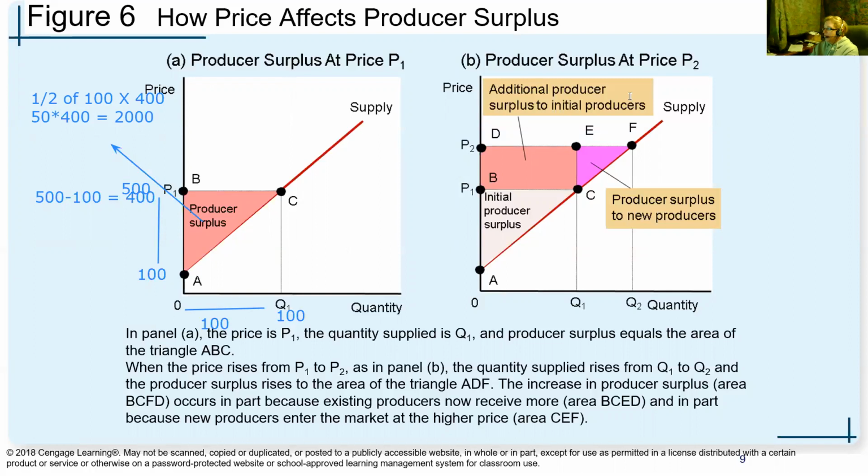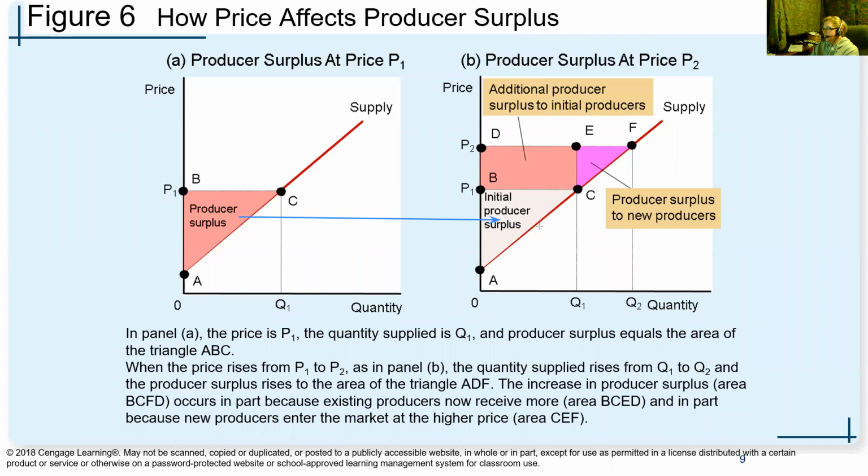Okay, I'm going to go ahead and clear that. Now that we know that panel A is 2,000, that's exactly what this lighter triangle is over here, using those same numbers.